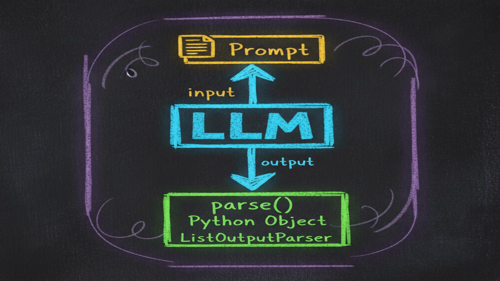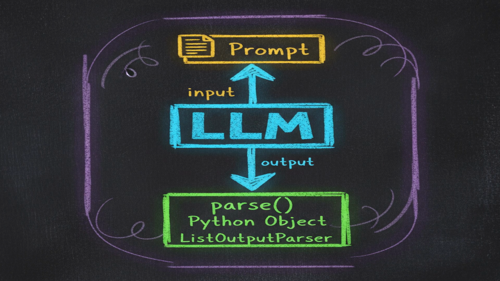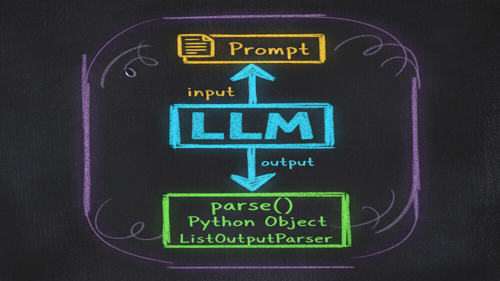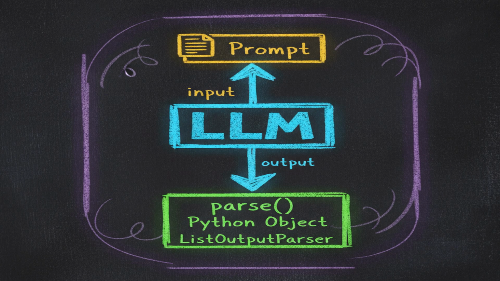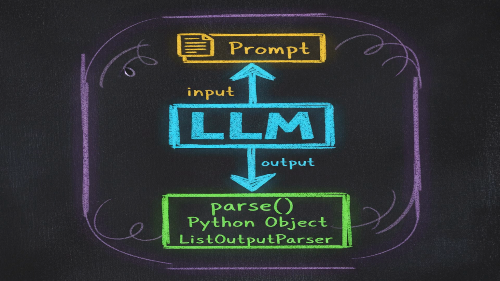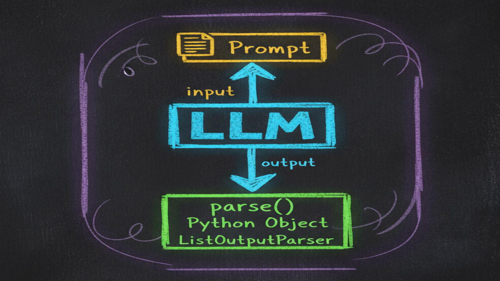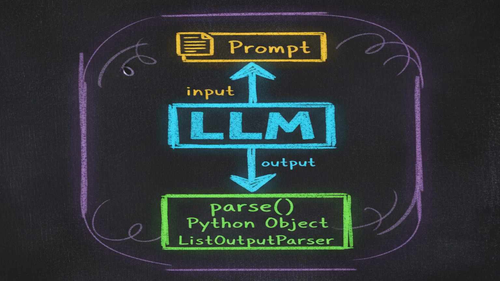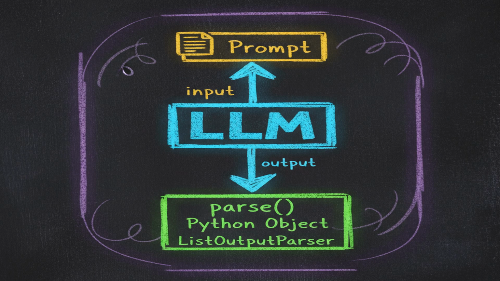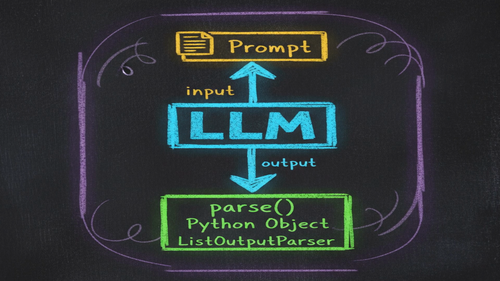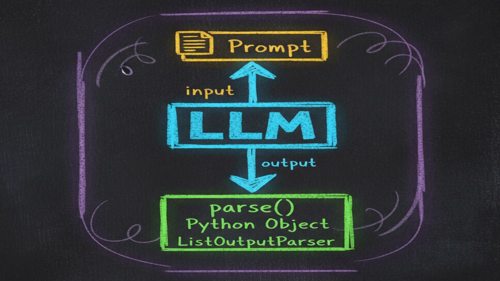The key is providing clear output format instructions to the LLM. These instructions tell the LLM exactly how you want the data formatted: JSON, XML, a list, etc. Without these instructions, you're at the mercy of the LLM's unpredictable formatting. We use output format instructions because they constrain the LLM's output space, making parsing more reliable.